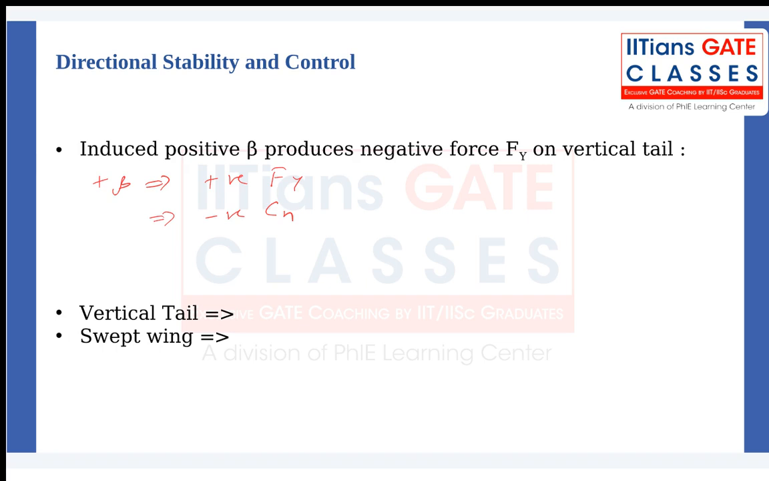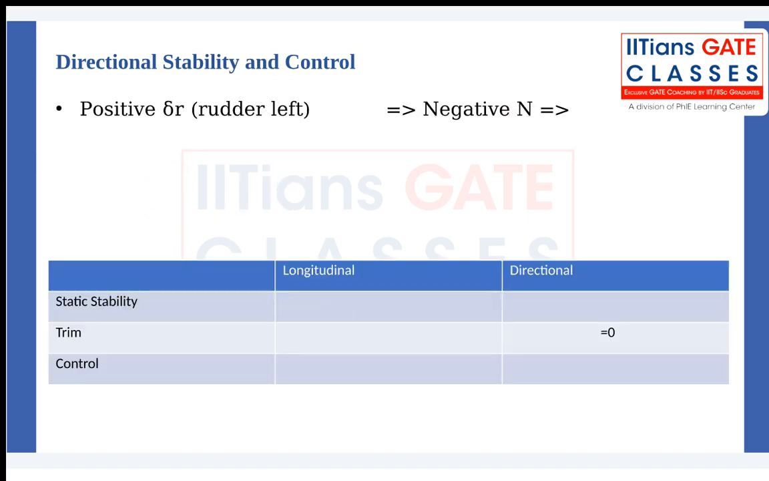And what are the structures that contribute towards static directional stability? Vertical tail and swept wing. These two contribute towards your directional stability. All right. Then this slide was supposed to deal with control. So positive rudder deflection, we had already seen, creates a negative yawing moment, and Cn delta R will be less than 0.